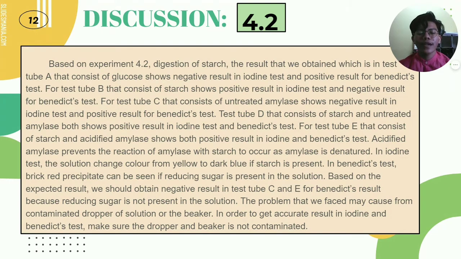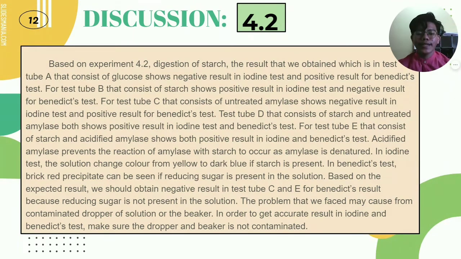For test tube D, which consists of starch and untreated amylase, both show a positive result in the iodine test and Benedict test. And last but not least, test tube E, which consists of starch and acidified amylase, shows both positive results in the iodine and Benedict tests. So the acidified amylase in test tube E prevents the reaction of amylase with starch from occurring, as the amylase is denatured.